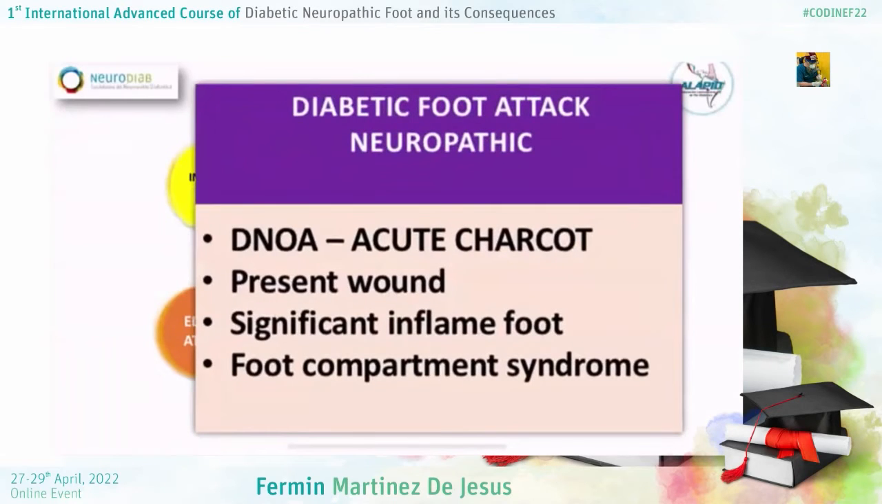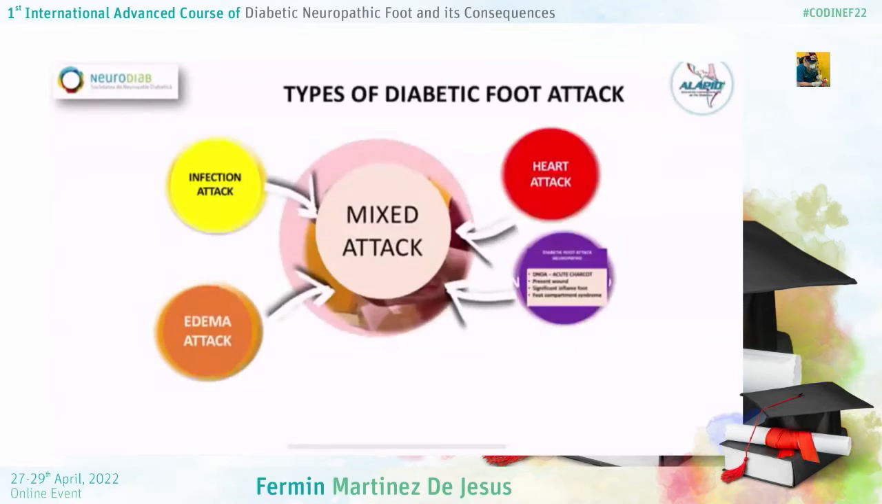The diabetic foot attack secondary to neuropathy is the acute Charcot. Charcot without wound is not included in our San Elian system. It presents a significantly inflamed foot with foot compartment syndrome.